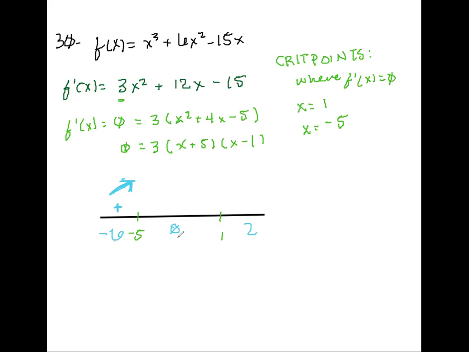Come over to 0. I have 3 positive times 0 plus 5 positive times 0 minus 1 negative. Positive times negative is going to be a negative number. Don't care what that number is. I'm just going to represent it as an arrow pointing down. And then over here I have 2. So positive times positive, and then 2 minus 1 is a positive number, so this is going to be positive. And again, I'm going to say this is an arrow pointing up.